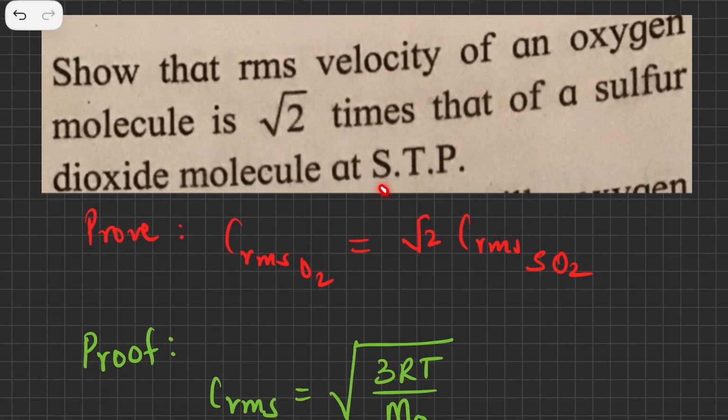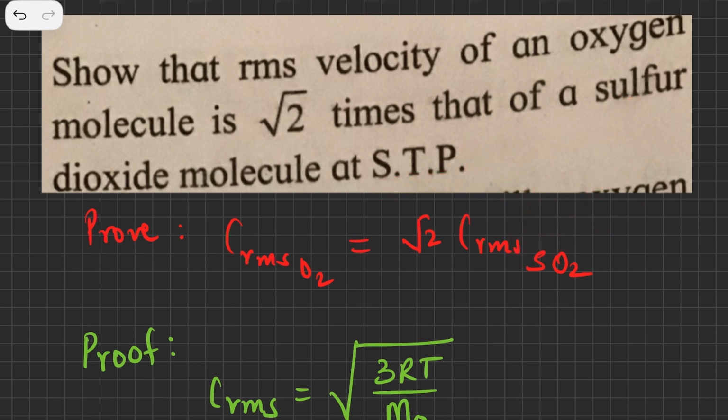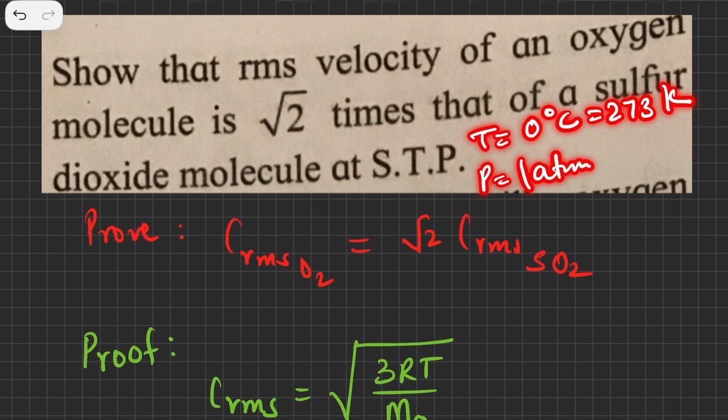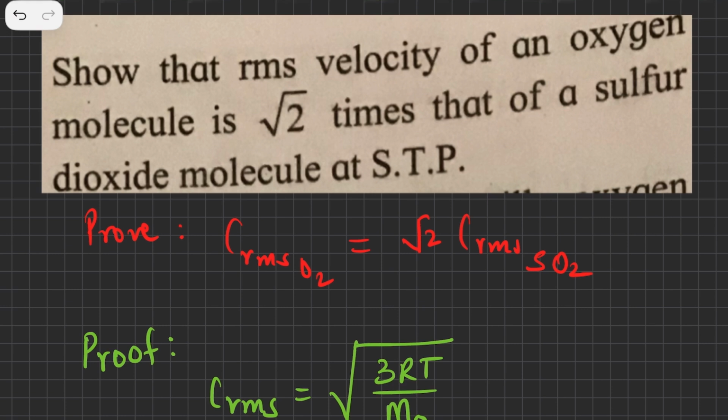Now first I would like to highlight this STP. STP stands for standard temperature and pressure. It implies that the temperature should be 0 degrees Celsius, which is equal to 273 Kelvin, and pressure should be 1 atmosphere, which is almost 1.013 into 10 raised to 5 Newton per meter square. So we generally put 1 atmosphere. Yes, you can also put Newton per meter square if there is a requirement of SI units.